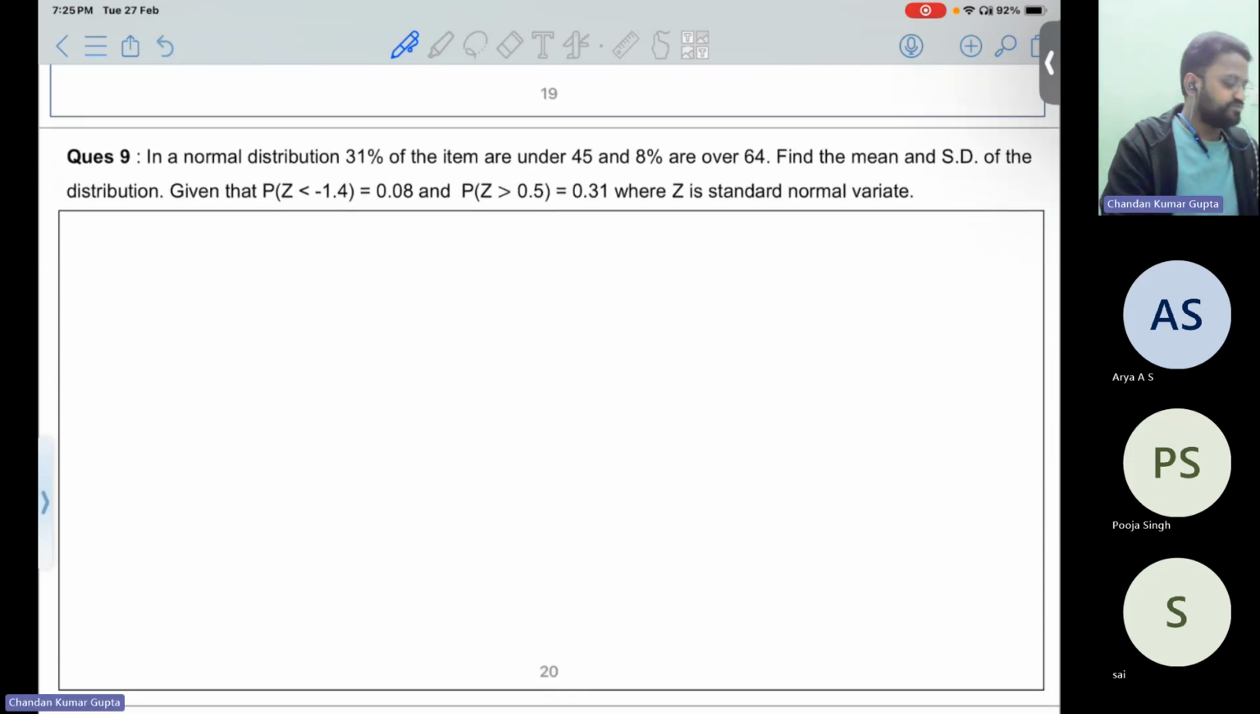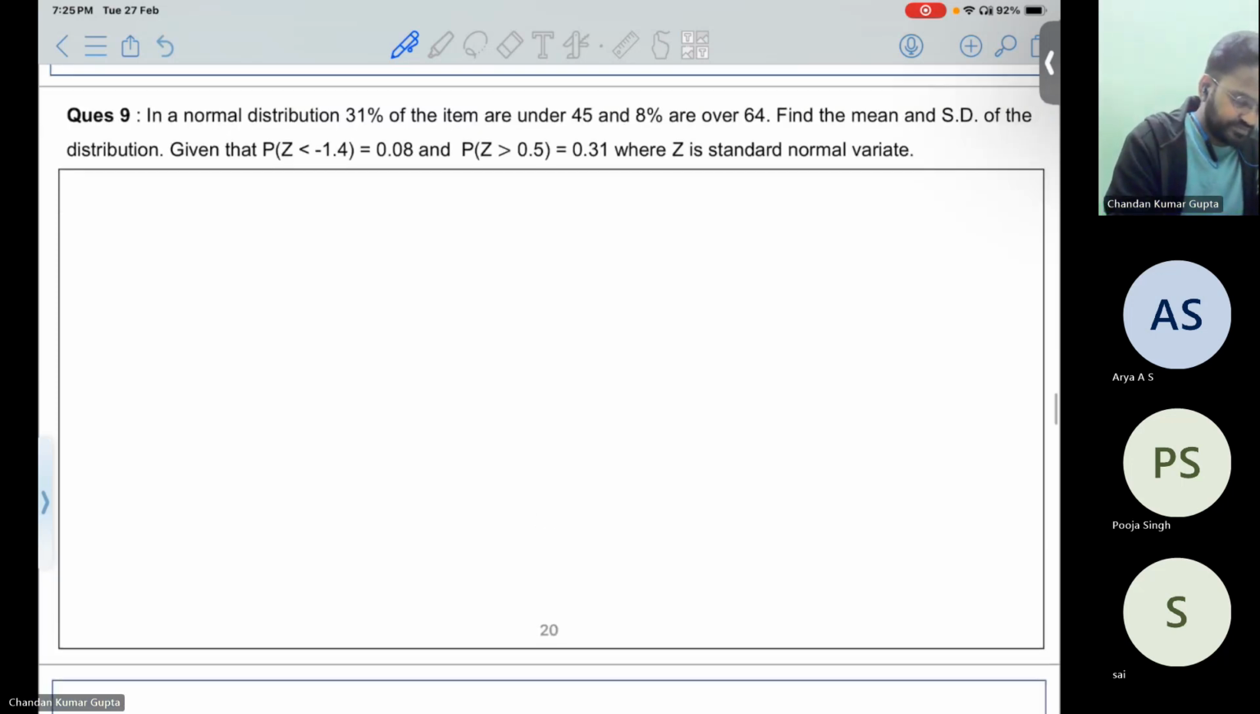Now question number 9. Here in a normal distribution, 31% of the items are under 45 and 8% are over 64. We need to calculate the mean and standard deviation of the distribution. We are given this information.